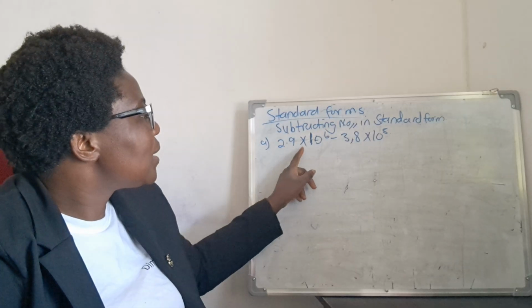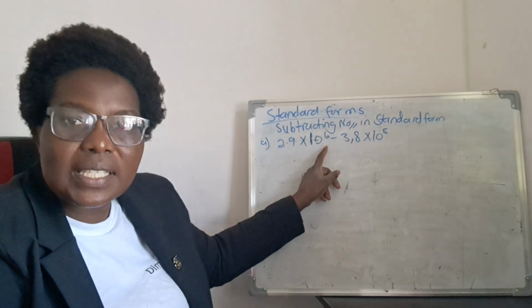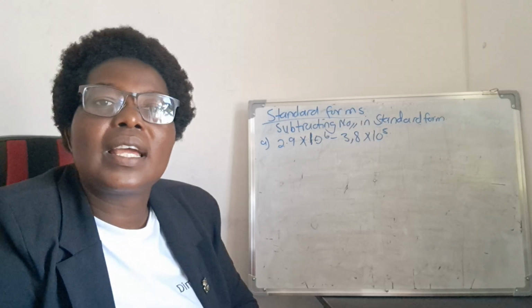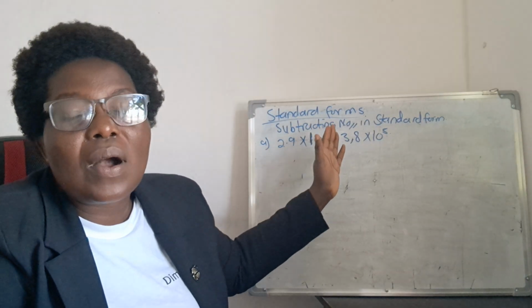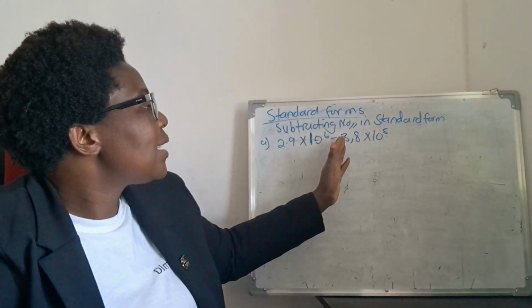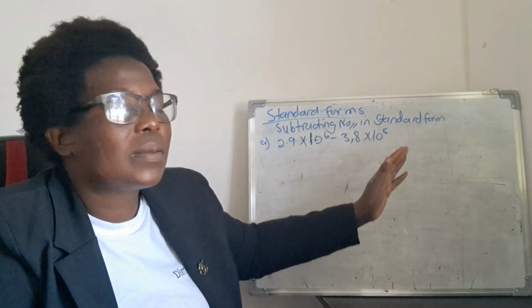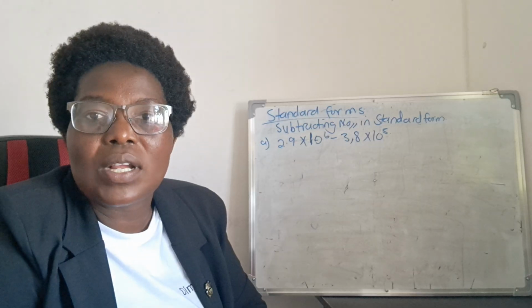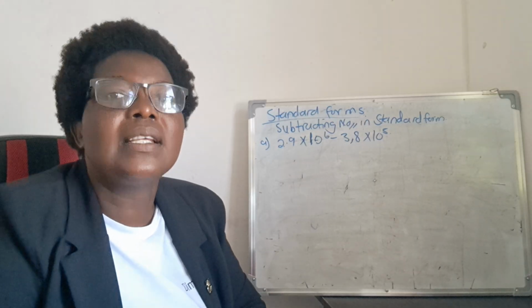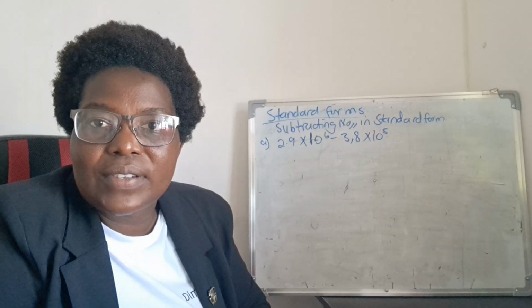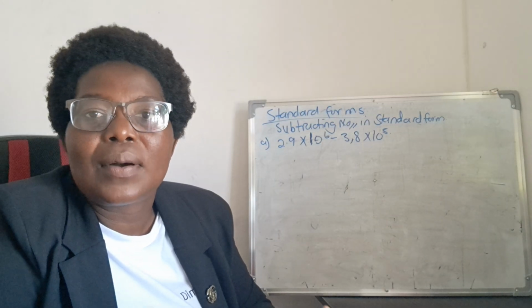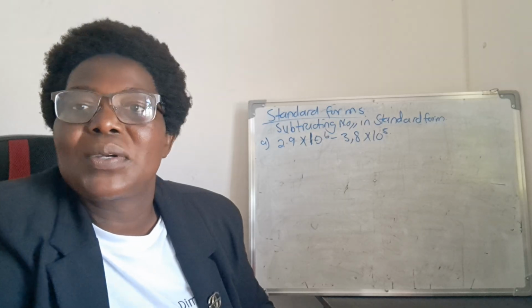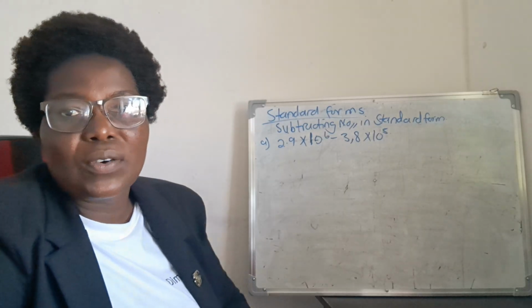So this is 2.9 times 10 to the power of 6, and then you can multiply that number out, raised to the power of 6. Then you minus 3.8 times 10 to the power of 5. If you have watched the previous video on how to expand, good. If you haven't, please revisit how we expand this using our standard form principle without a calculator if you don't have one.